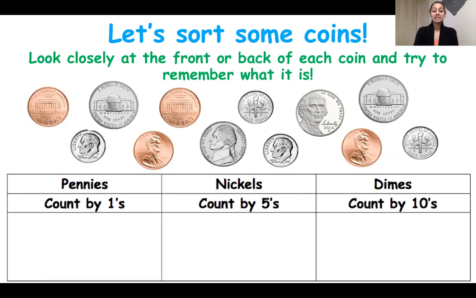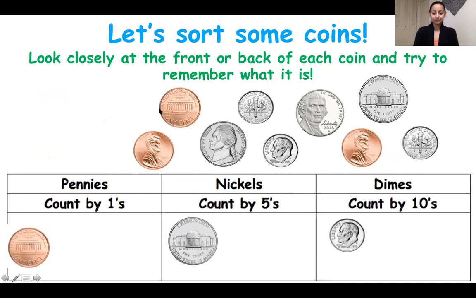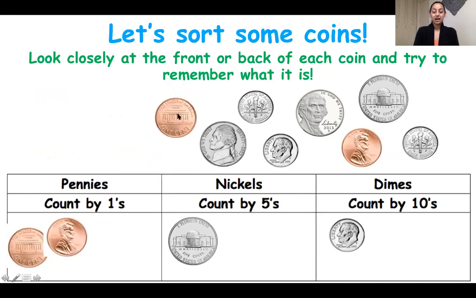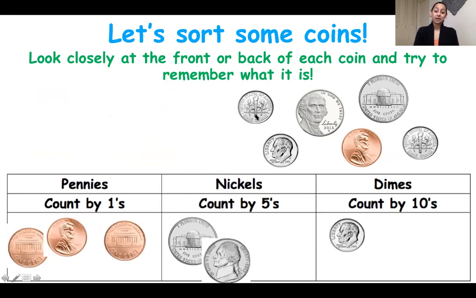All right, let's see what you got. So this first coin is a penny. Next we have a dime. Then a nickel. Then another penny. Another penny. What is this? Nickel, you're right. Then we have a dime.